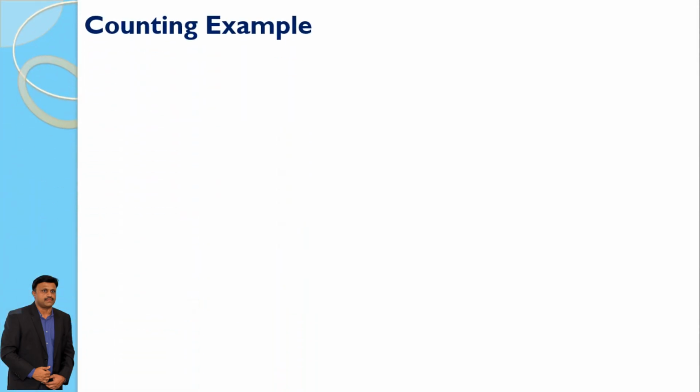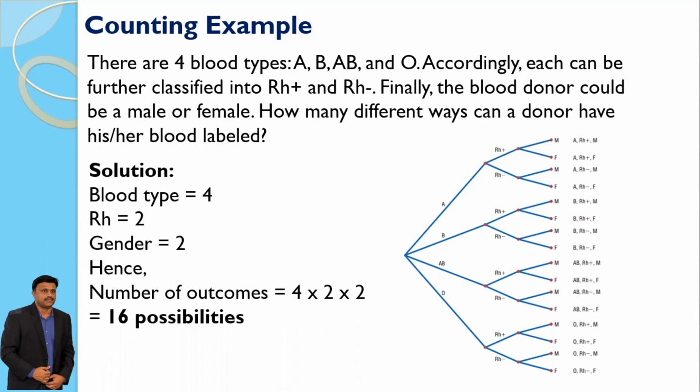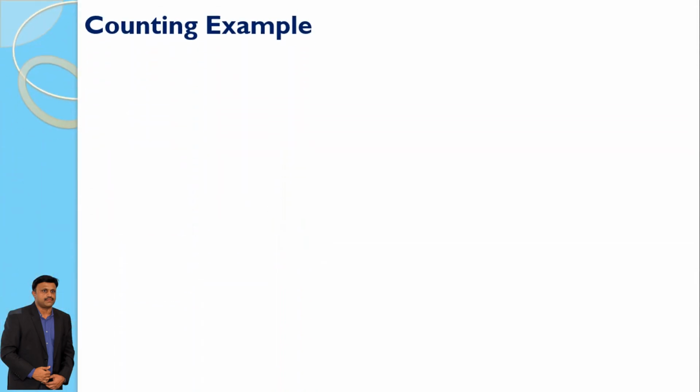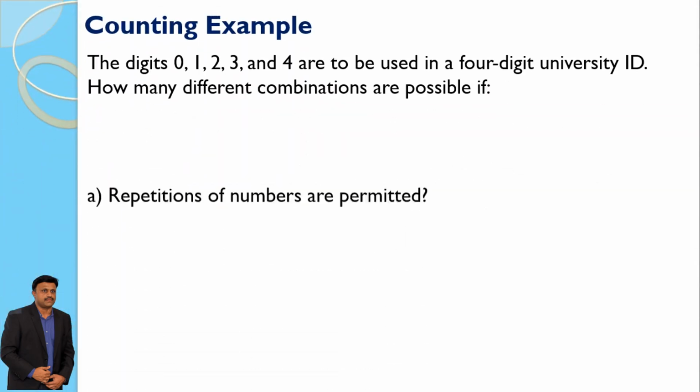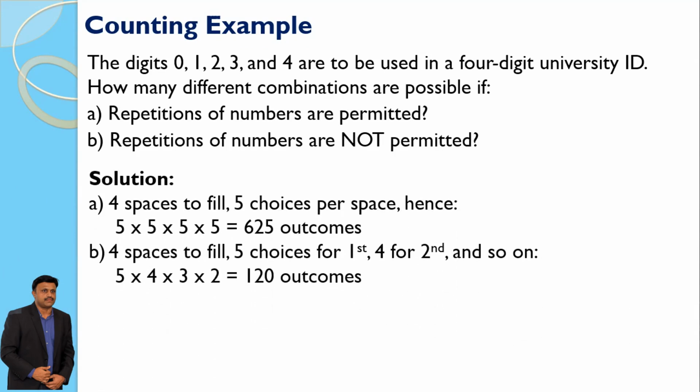There are 4 blood types, A, B, AB, and O. Each can be further classified into Rh plus and Rh minus. The number of different ways a blood donor can have their blood labeled is calculated by considering all possible combinations. The digits 0, 1, 2, 3, and 4 are used in a 4-digit university ID. The number of different combinations is calculated based on whether repetitions of numbers are permitted or not.